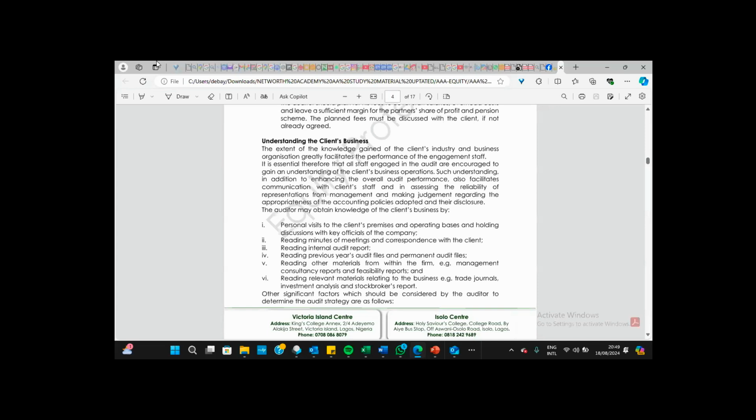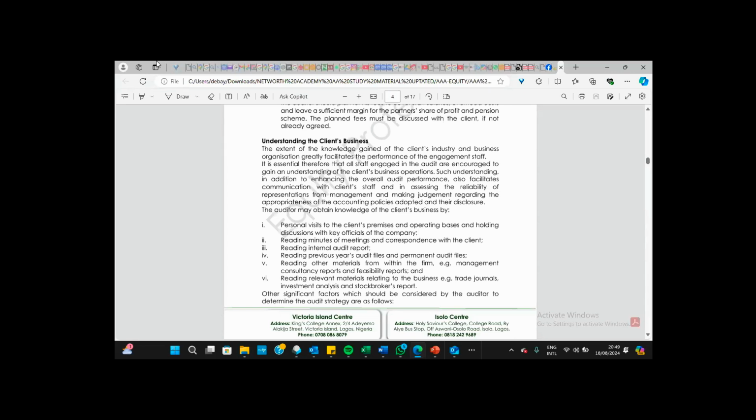Number three, another way to gain knowledge about the client business is to review the previous audit file. So you see that anytime external auditors want to audit any client, even though they are the one that audited the client last year, they start from where they stopped last year. There are instances when they make some recommendations that they were not able to implement last year. So when they are starting this year, they will start from where they stopped last year. They need to have a proper understanding of how the business has transformed.